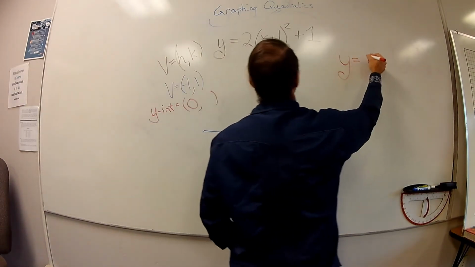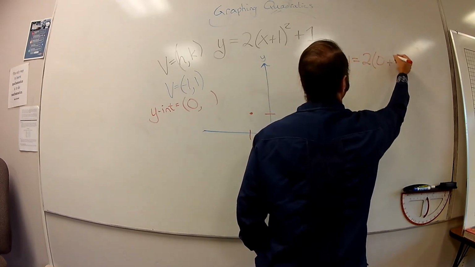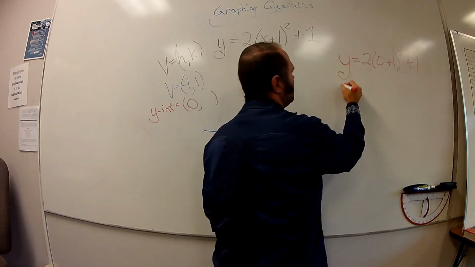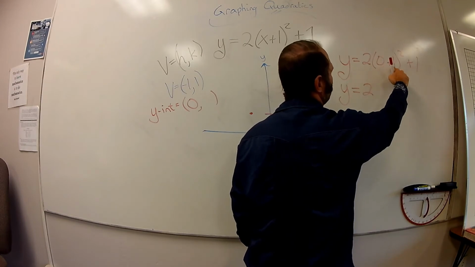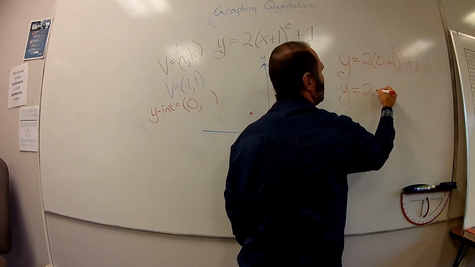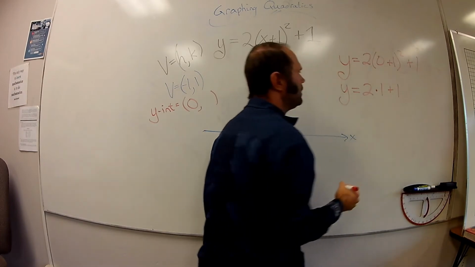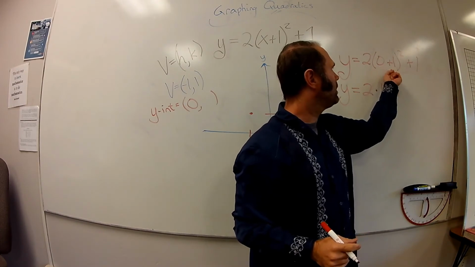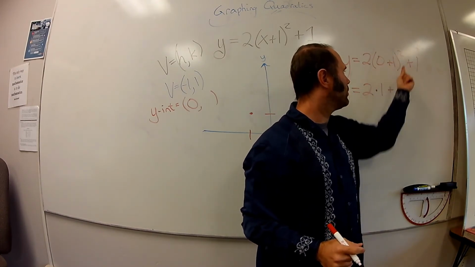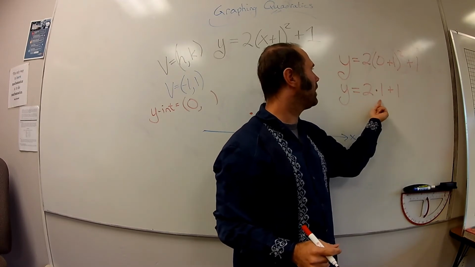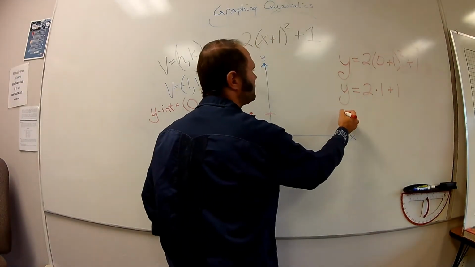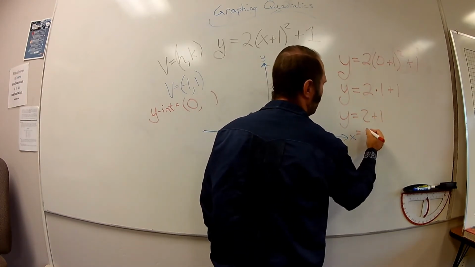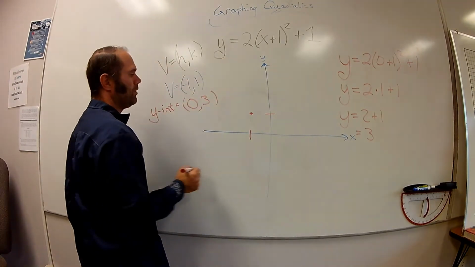So y equals 2 times 0 plus 1 squared plus 1. Simplify. 0 plus 1 is 1. 1 squared is 1. So I did a couple of steps there at once. 0 plus 1 is 1. Then I squared it. 1 squared is 1. Got rid of the parentheses. 2 times 1 plus 1. 2 times 1 is 2. Plus 1 is 3. So we get 3. So 0, comma, 3.